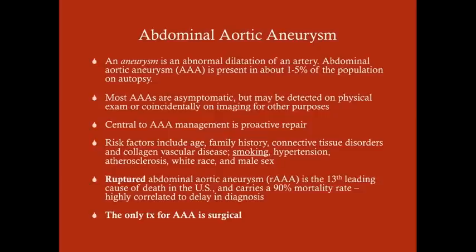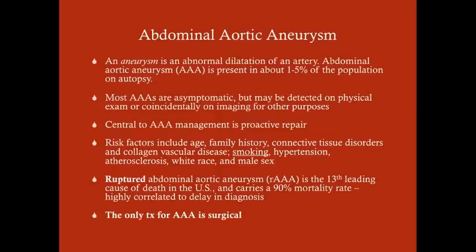Some of the risk factors, non-modifiable, include age, family history, connective tissue diseases like Marfan's or Ehlers-Danlos, and collagen vascular diseases. Modifiable risk factors include smoking, which is highly correlated with abdominal aortic aneurysms, hypertension, and atherosclerosis. I should also include under the non-modifiable risk factors, white race is a big one. White men are, I think, about 1.5 to 2 times more likely to get abdominal aortic aneurysms than black men. And then male sex is another really big one. Males are 4 times more likely to get these than women.